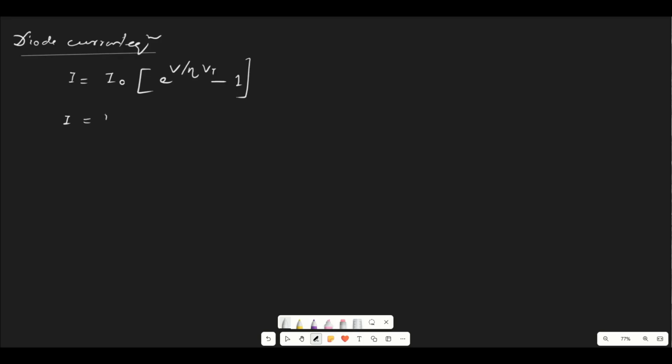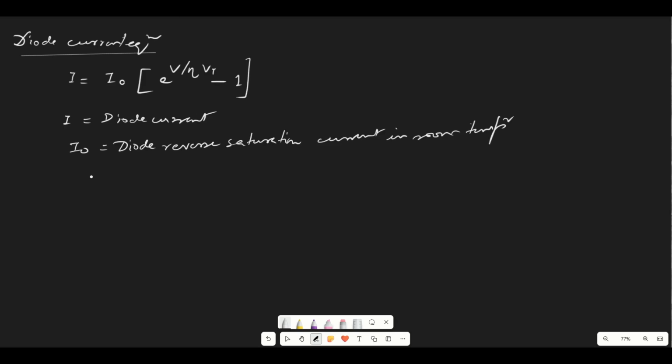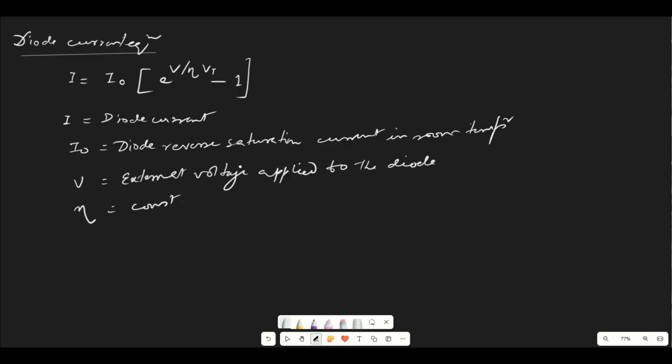I is obviously the diode current. Then I naught is the diode reverse saturation current at room temperature. Then we have voltage V, which is the external voltage applied to the diode. And next, eta is a constant. Here, the value of eta for germanium is given as 1, and eta for silicon is given as 2. Okay, so as per our requirement, we'll choose the value of eta.